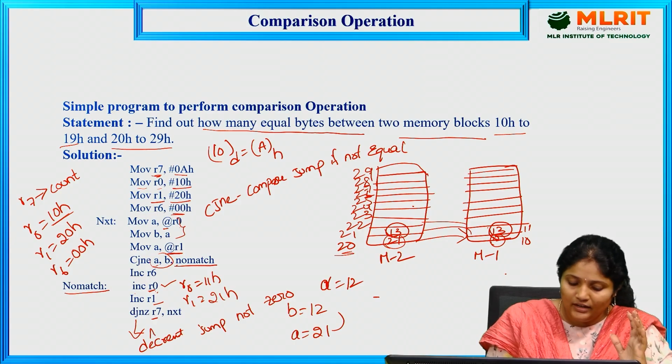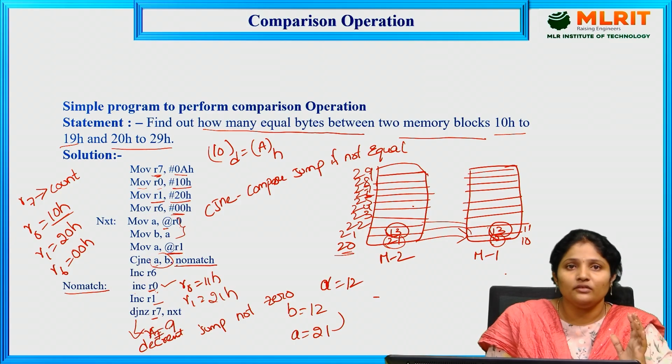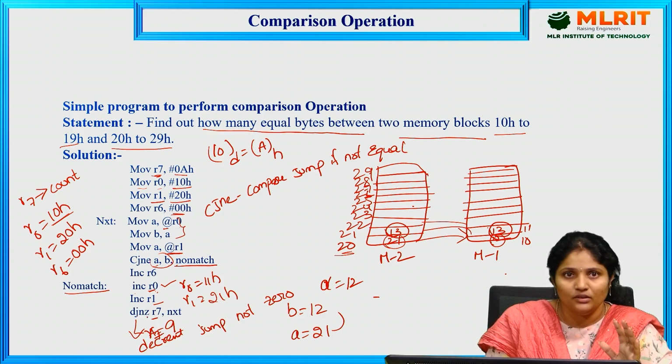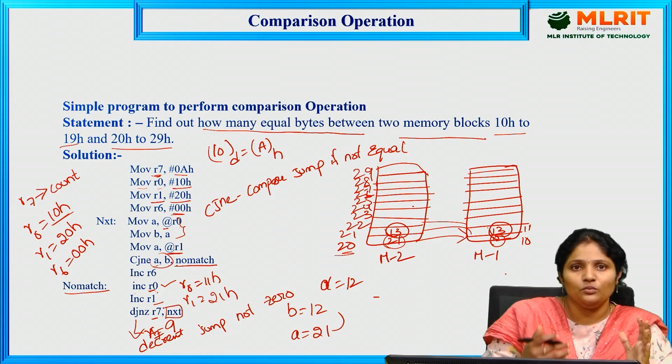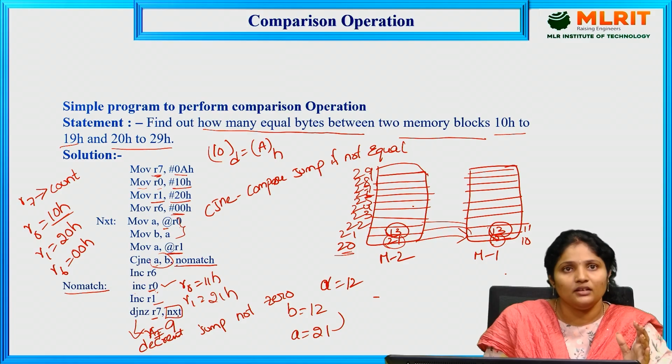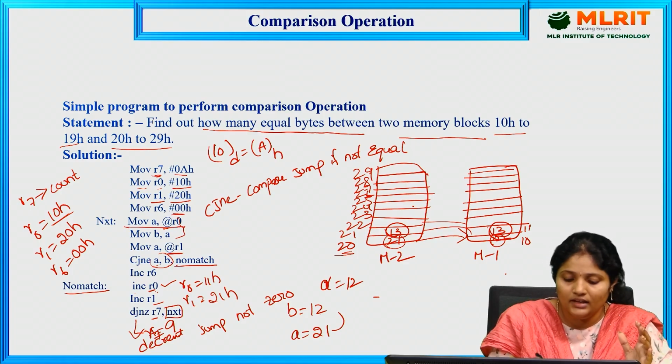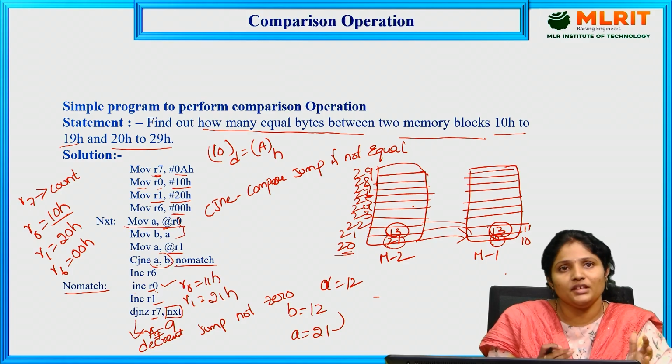What is the value present in the R7 register? It will be 9. So the condition is satisfied because it is decrement and jump if not 0, right? If it is not 0, then it will jump. It is not 0, so the controller needs to move to the next label. Here the process will continue.